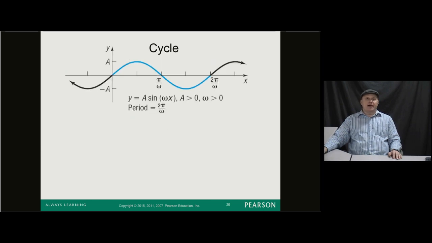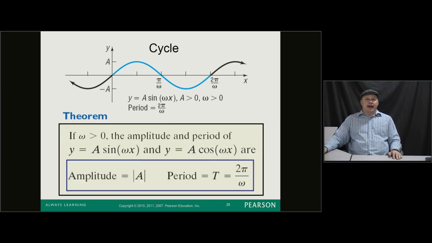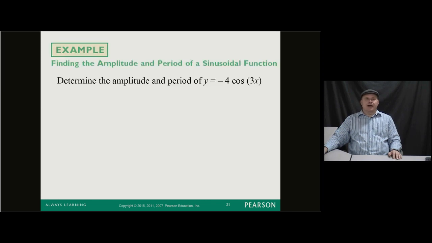Okay? So if you have a times the sine of omega x, with a greater than 0 and omega greater than 0, the period is 2 pi over omega, which is what I just said. And if omega is greater than 0, the amplitude and the period of these two graphs are: the absolute value of a is the amplitude, and the period is 2 pi over omega. We've used this before in a previous discussion. It just wasn't formalized until now. All right, so let's look at an example of doing this.